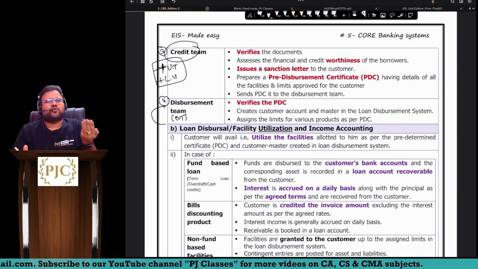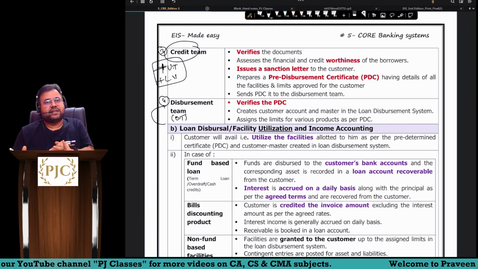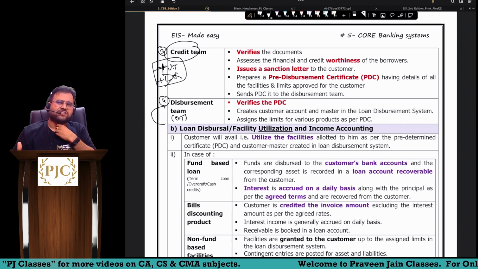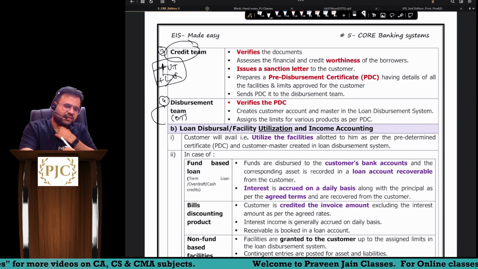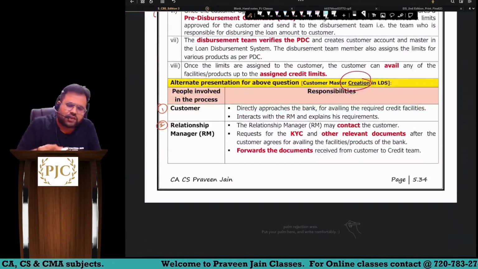Okay, why is there no question of legal and valuation? No property is involved. If property is involved, then this has to be done. So verification of the customer, credibility, etc., is checked by the credit team only. Okay, same answer. So here what is the process involved?